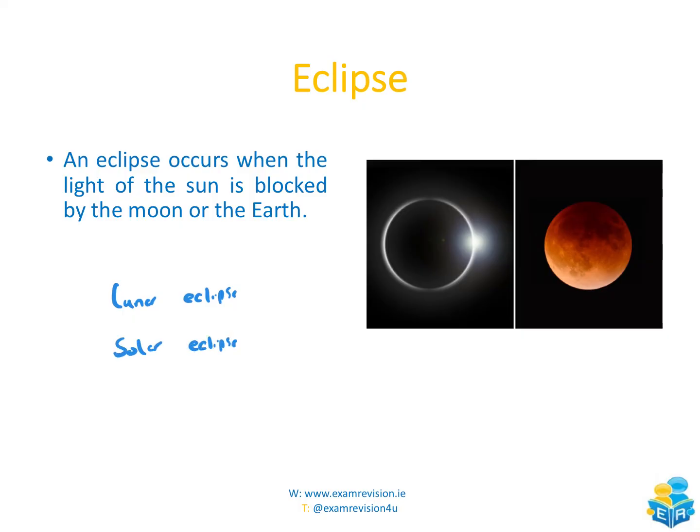Okay, so an eclipse occurs when the light of the sun is blocked by either the moon or the earth. If we have a solar eclipse, we're going to end up with this over here. It's where the moon positions itself between the earth and the sun, and it looks like the sun is blocked off. We can only actually see the outside of it. In a lunar eclipse, the earth's shadow is essentially falling onto the moon, so it appears darker than it usually is. So that there would be the lunar eclipse.